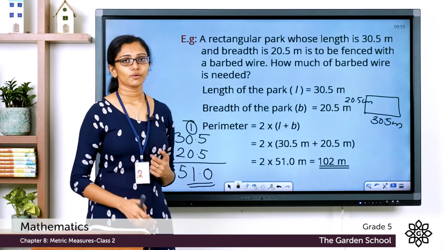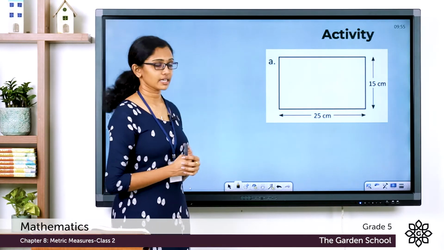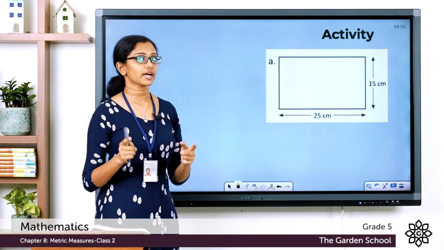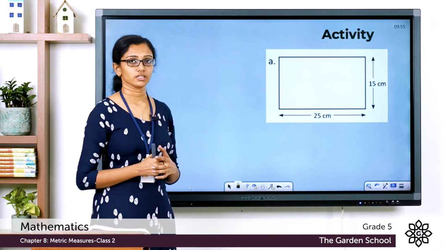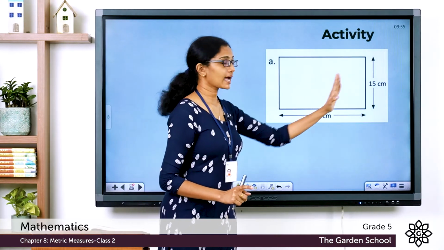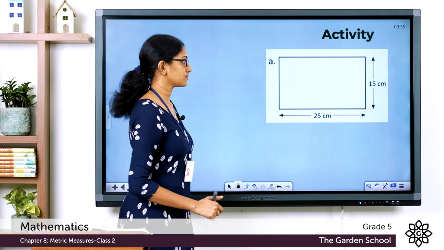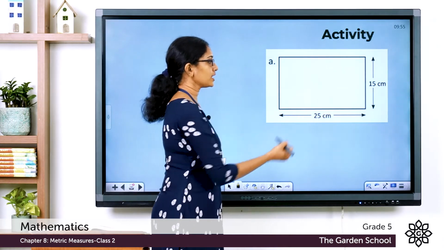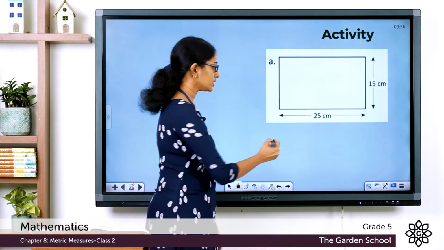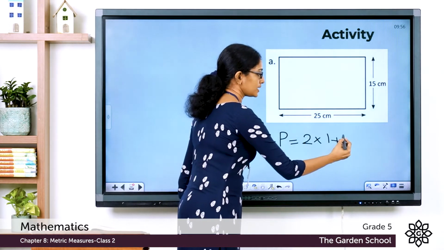Now we will see a couple more examples. See this question here. This is a rectangle and it has got length 25 and breadth 15. You have to find out the perimeter of this rectangle. So to find out perimeter, just add up the length and breadth, multiply that by 2. That's it. So 25 plus 15, how much is it? 25 plus 15 is equal to 40, and so the perimeter P is equal to 2 into (L plus B).